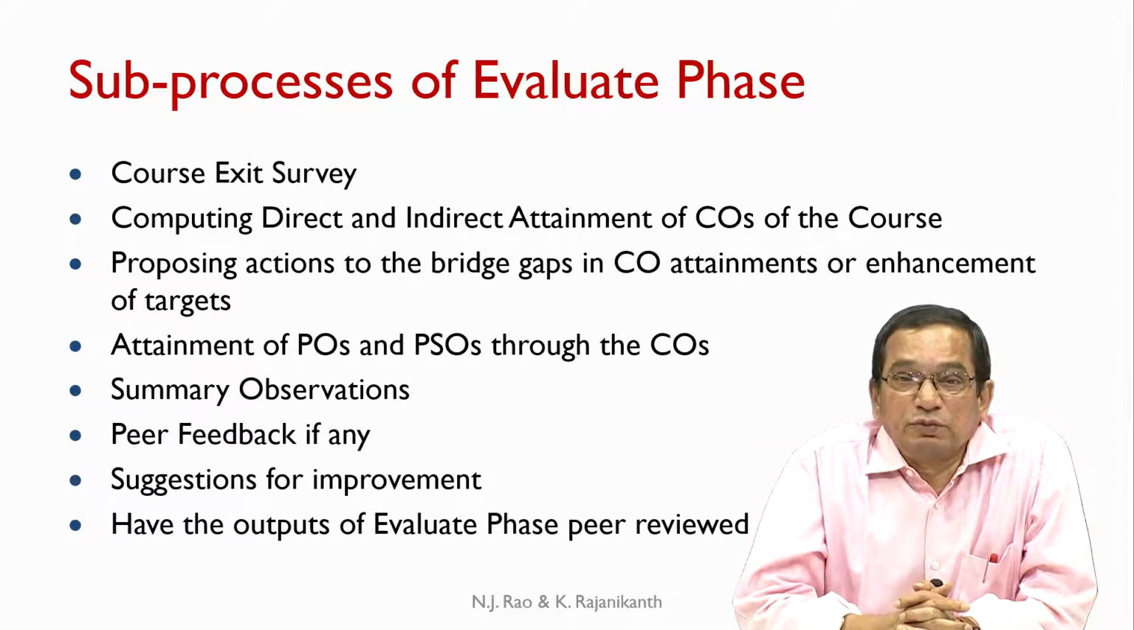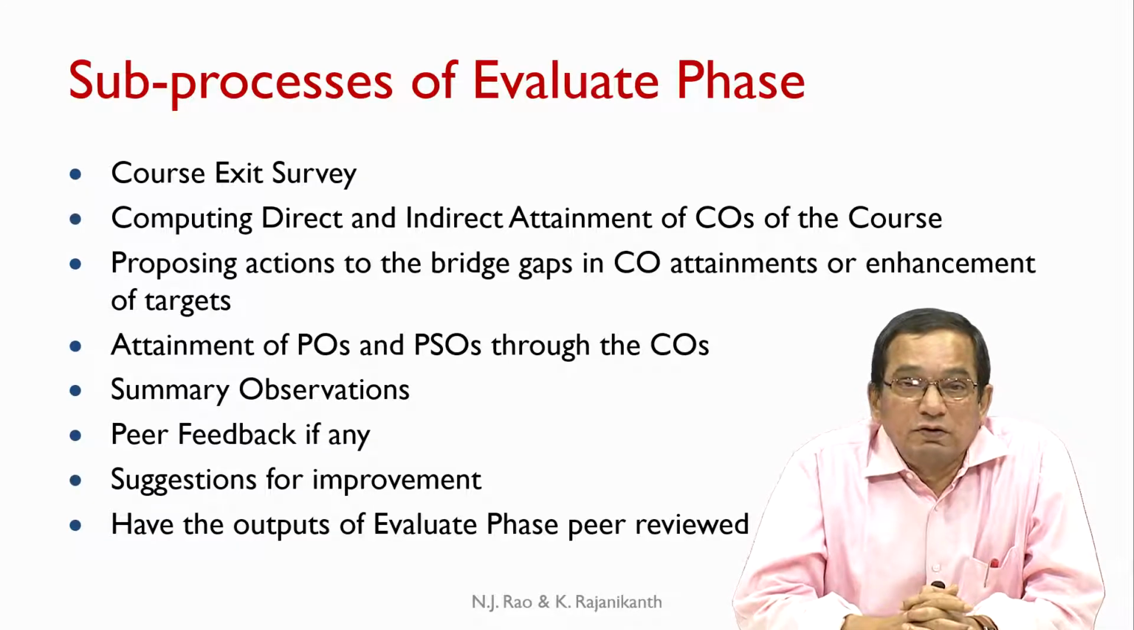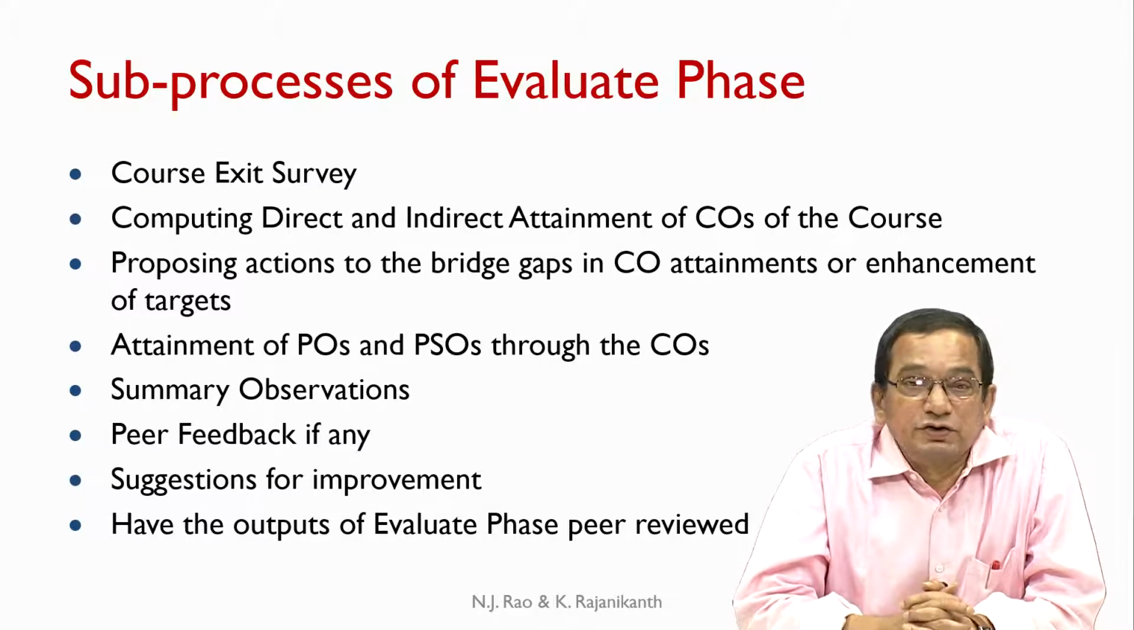There are several sub-processes of the evaluate phase. We have the course exit survey. We will discuss this in greater detail in the next unit. Computing direct and indirect attainment of COs of the course. Note that we already have set the target levels to be attained for the COs earlier in the design phase. So, during the design phase, we have set certain target levels for the attainment of the COs, and in the evaluate phase, we are actually computing the direct and indirect attainment of COs.